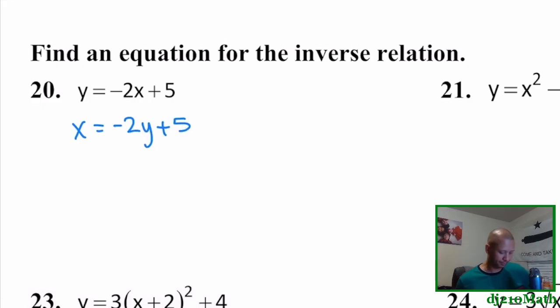Swap x with y. Step one. Now, we just isolate y, right? Using basic algebra to undo the equation to get y all by itself. You can't just jump straight at y, right? You got to handle the things that are around it. Meaning, I have to subtract 5 from both sides first.